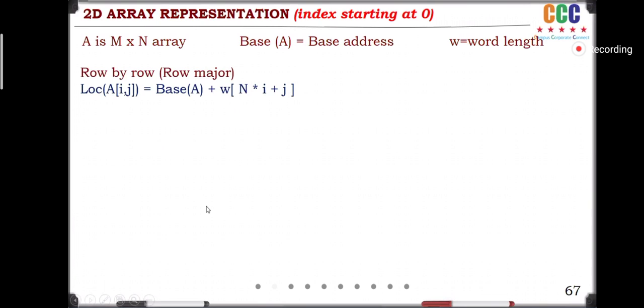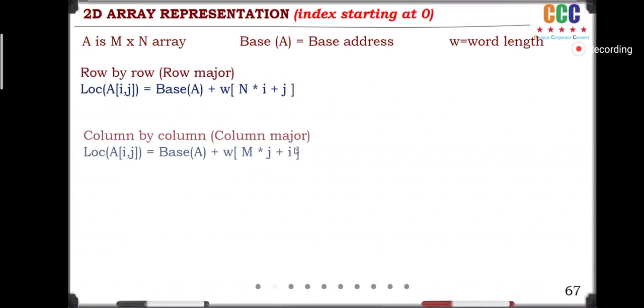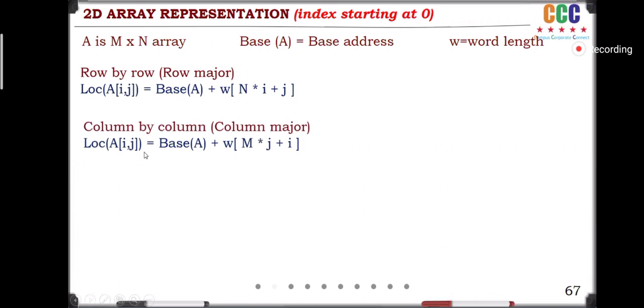And when you store by column major order, guess the value now. For column major order, A of ij is the base address plus the word length times the row count into. When you are working with rows, you need to know the column to break. When you are storing column by column, you need the row number to break. So with the row number, I break and I find the location.